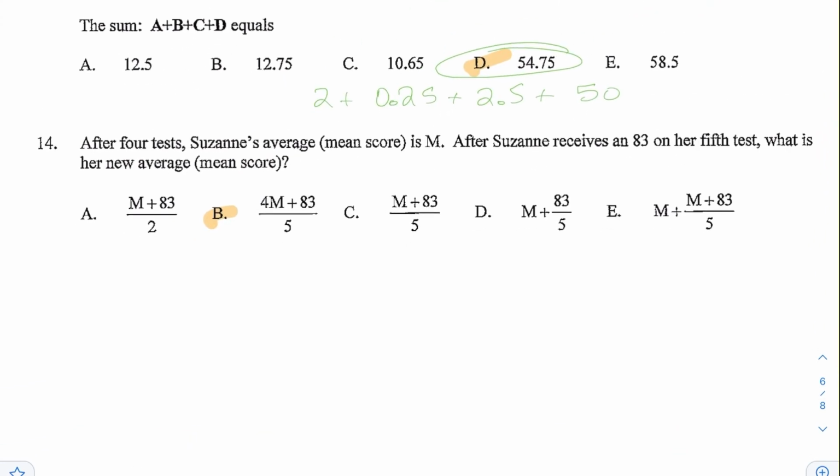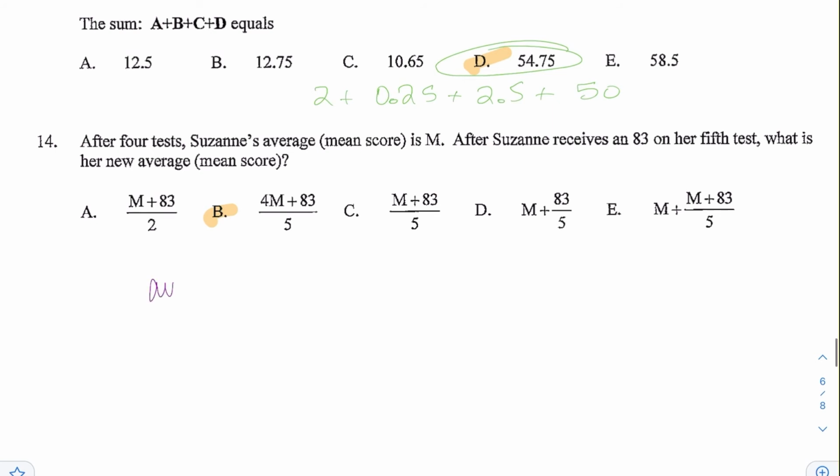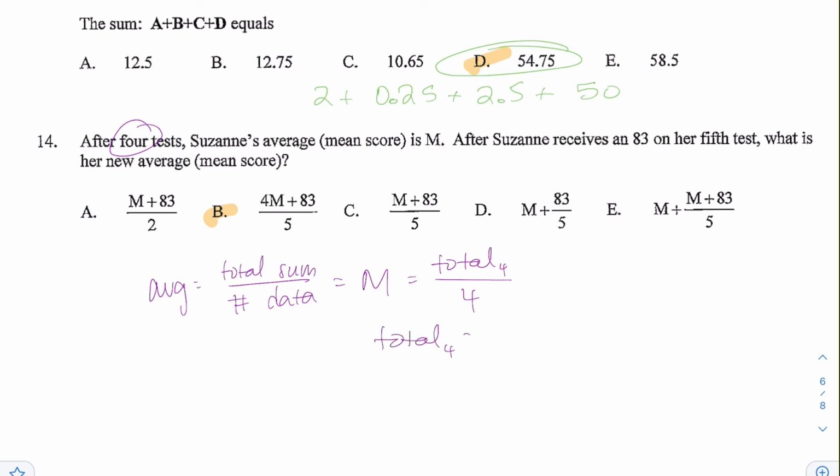Next one, number 14. After 4 tests, Suzanne's average mean score is M. After Suzanne receives an 83 on the 5th test, what's her new average mean score? So remember, average is the total sum divided by the number of data. And in this case, we know it's equal to M after 4 tests. So that's going to be the total of 4 divided by 4 is M. Or the total of the 4 tests is equal to 4 times M.